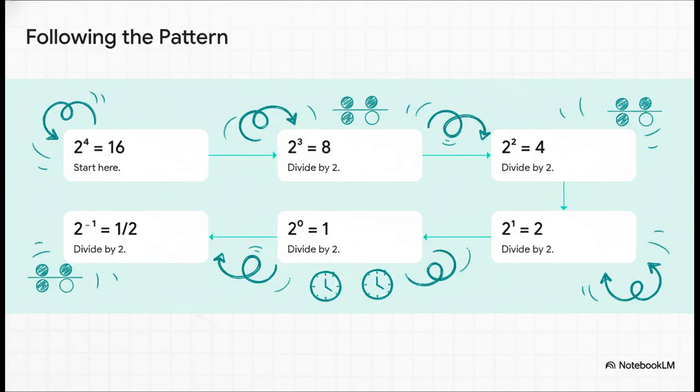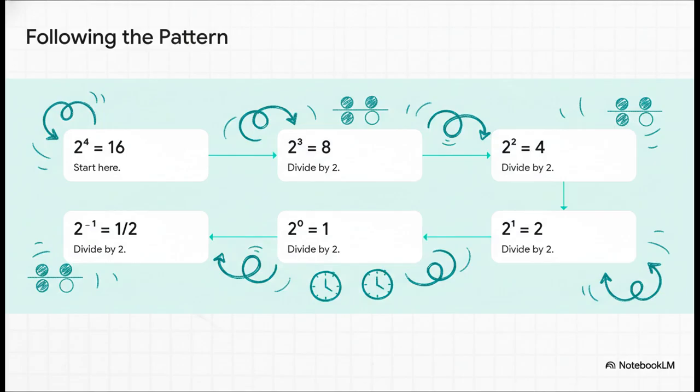This shows the logic for negative exponents. Just follow the pattern with me here. To get from 2 to the 4th, which is 16, down to 2 to the 3rd, which is 8, you divide by 2. To get from 8 to 4, you divide by 2 again. So if we just keep this pattern going, what's 2 to the 1st power, which is 2?